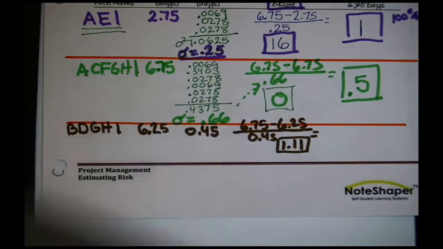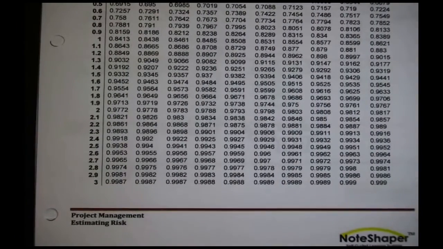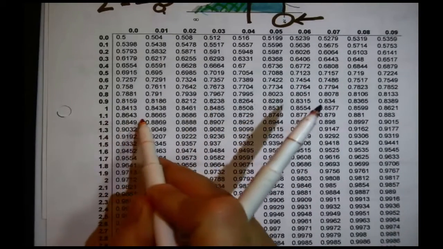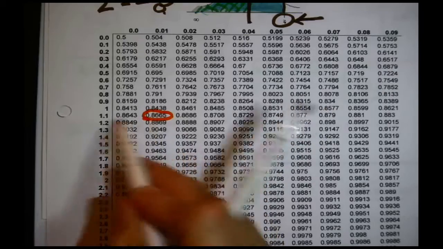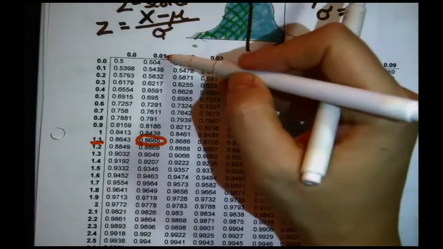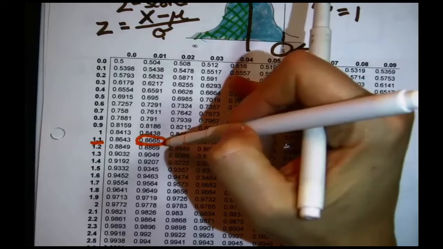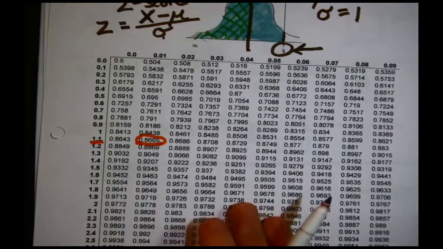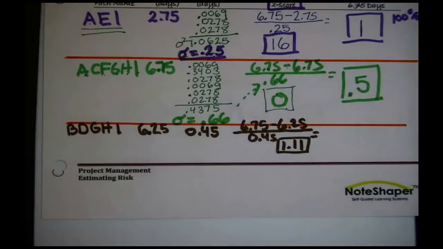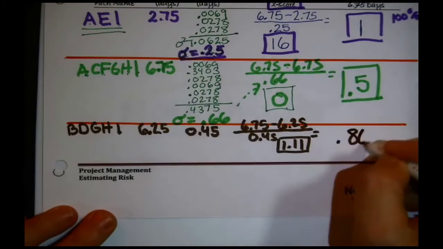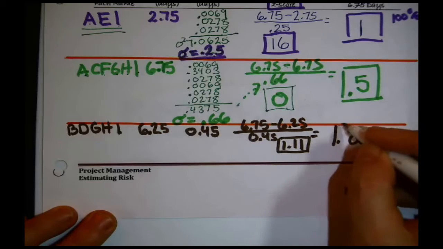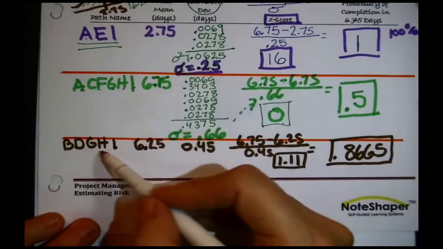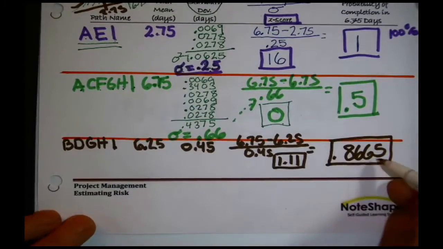1.11, what does that tell me? I take that to the z-table, 1.11. The first two digits are the row. The third digit, 0.01, completes it, the column. You're looking for the intersection. It says 0.8665. Basically there's about an 86-87% chance that you'll get done with that sequence of tasks in 6.75 days.